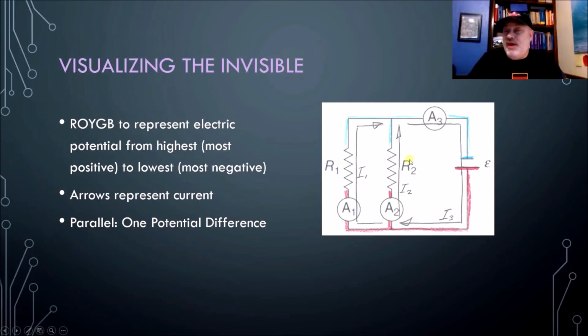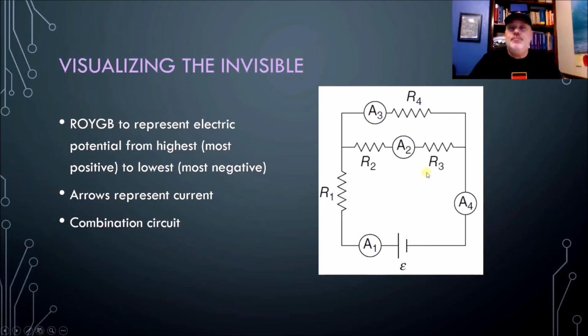So actually, parallel is pretty simple. They have the same exact potential difference across them. And they have different currents, though. So the current that passes through ammeter 3 and the battery will split into two separate pathways. So we have current 1 going through resistor 1 and current 2 going through resistor 2.